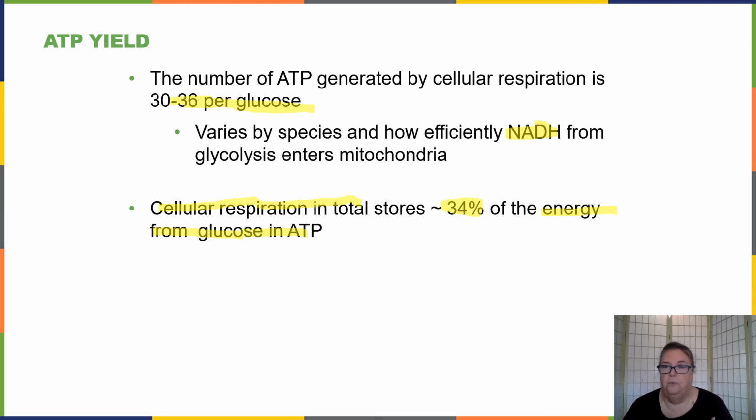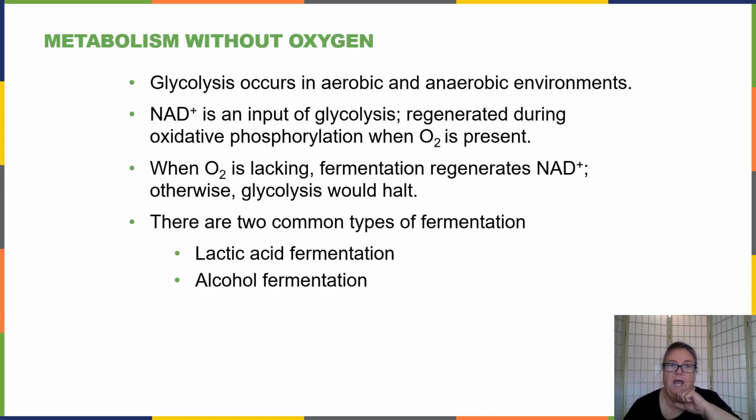Cellular respiration uses oxygen. It's aerobic. Aerobic means with oxygen. And we can have some metabolism without oxygen, and that's called anaerobic. With oxygen is aerobic, without is anaerobic. And we don't get nearly as many ATPs. We only get a few ATPs.